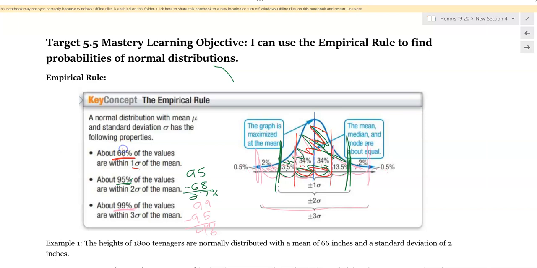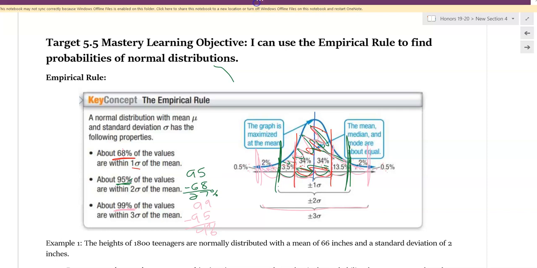This I'm not so worried about. These percentages will be memorized, okay? You'll just have to know which ones fall within each line.